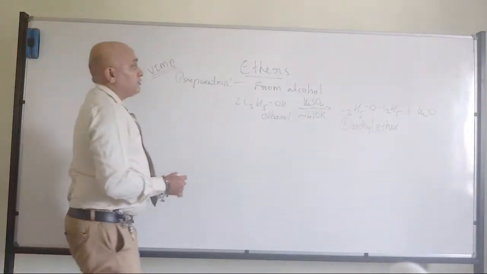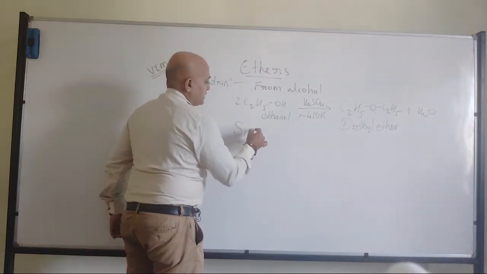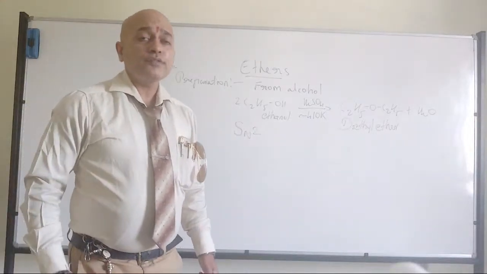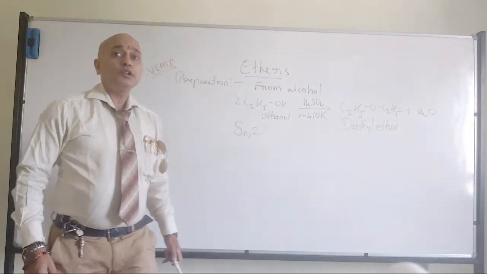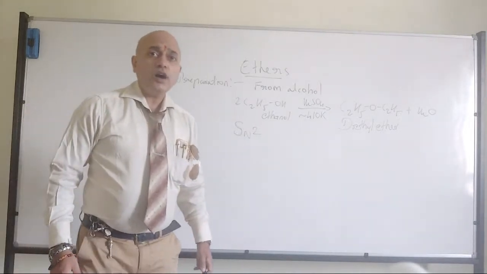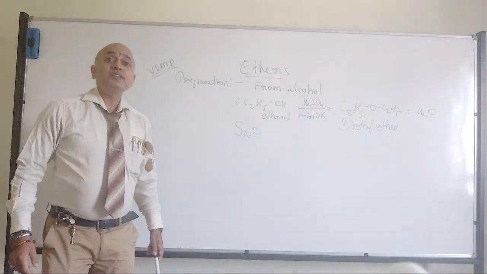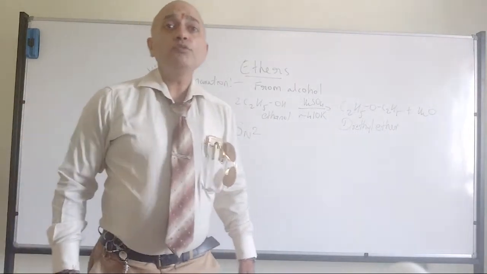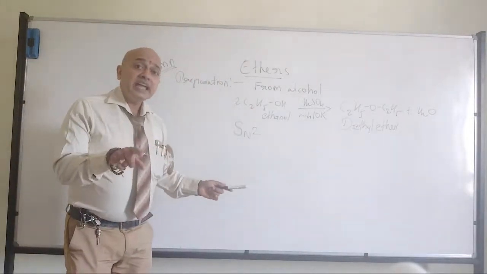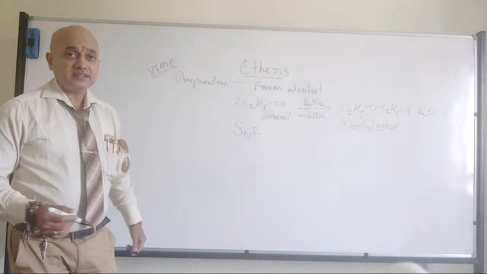Okay. Now it will show an SN2 type of reaction. That means nucleophilic substitution bimolecular reaction, where the rate of the reaction will be decided by 2 molecules. The rate of the reaction will be decided by 2 reactants. So that's where it will follow the SN2 reaction mechanism.